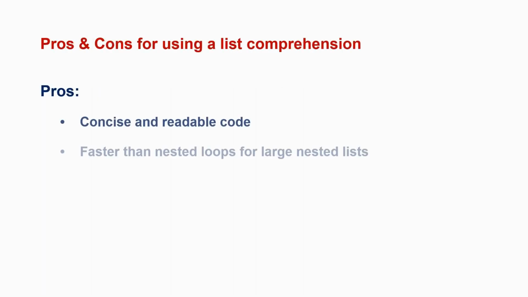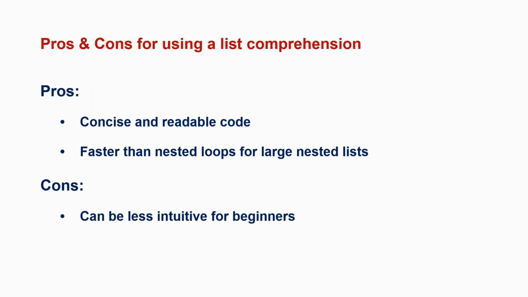Pros and cons for using a list comprehension. Pros: concise and readable code, faster than nested loops for large nested lists. Cons: can be less intuitive for beginners.